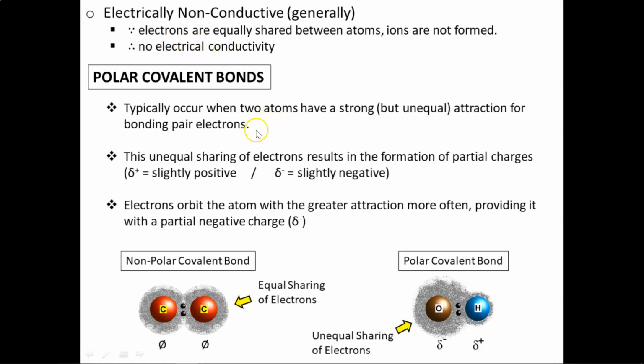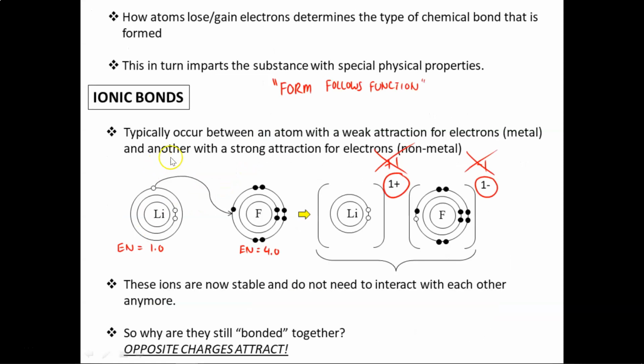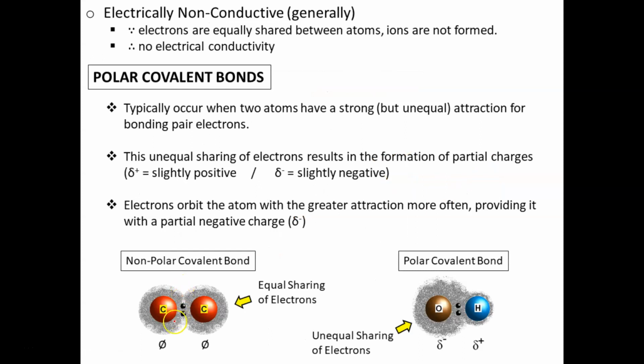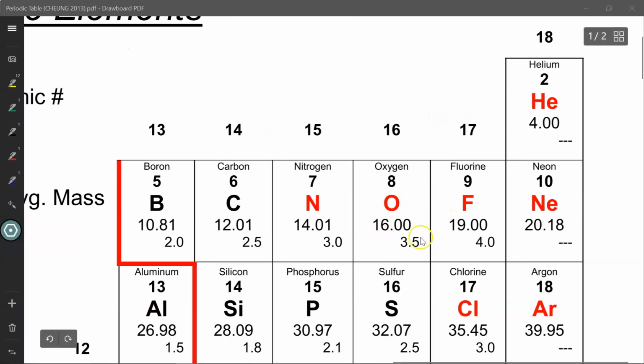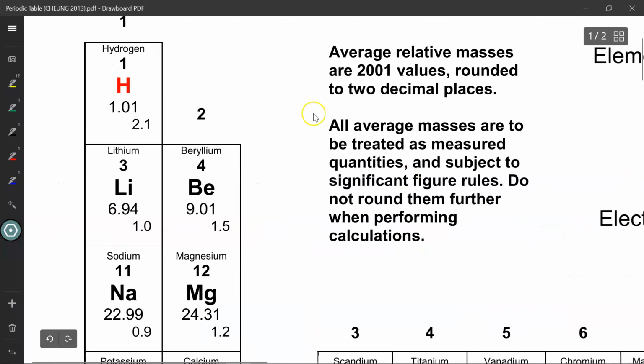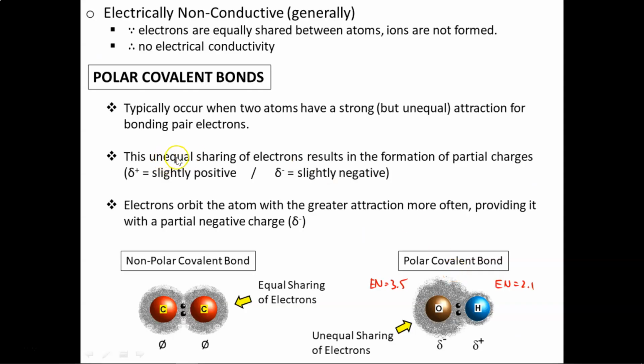So thus far, we have seen completely opposite ends of the spectrum. What happens when electrons are completely transferred, resulting in positive and negative charges, and what happens when electrons are equally shared, resulting in neutral and neutral charges. But what happens when the electrons are unequally shared between atoms? Polar covalent bonds occur typically when two atoms have a strong but unequal attraction for bonding pair electrons. Looking at oxygen, we see that it has an EN value of 3.5, while hydrogen has an EN value of 2.1.